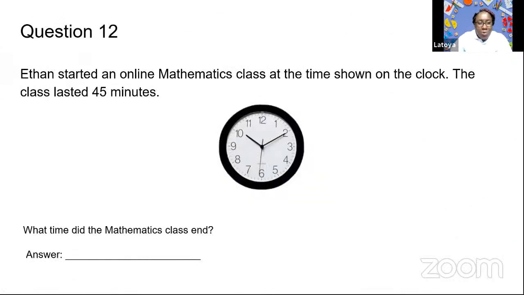Next question, question number 12. Ethan started an online mathematics class at the time shown on the clock. The class lasted 45 minutes. What time did the mathematics class end? Now they gave us a clock. So all we need to do is check the time. Right now is what time, by the way? We can say this time 2 ways. We can say it's 10:10, which means 10 minutes past the hour of 10.